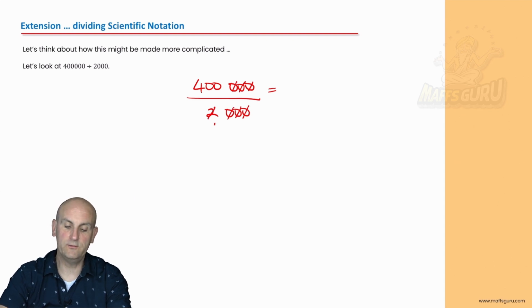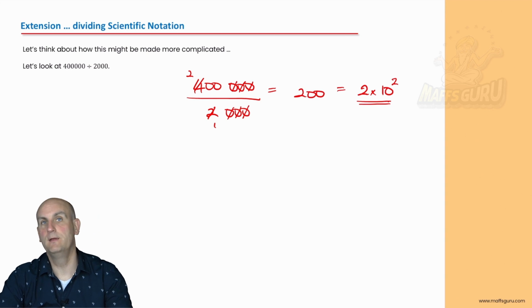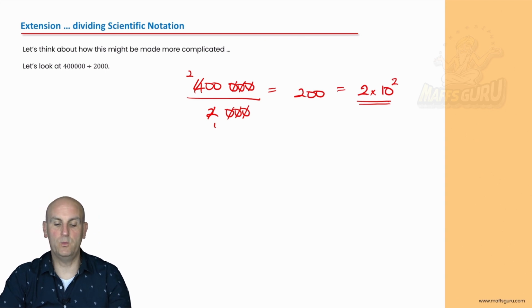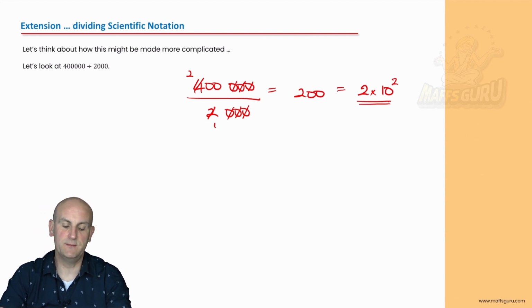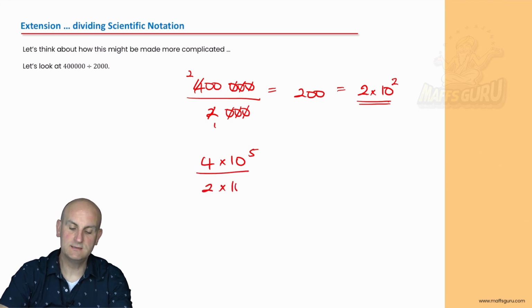We can cancel a 2 into a 4. That gives me 2. So when I divide those together, I get 200, which as a standard form number is 2 times 10 to the 2, scientific notation. Can we do the same thing now with scientific notation? Let's put the numbers straight into scientific notation. So that's going to be 4 times 10 to the power of 5 divided by 2 times 10 to the floaty 3.